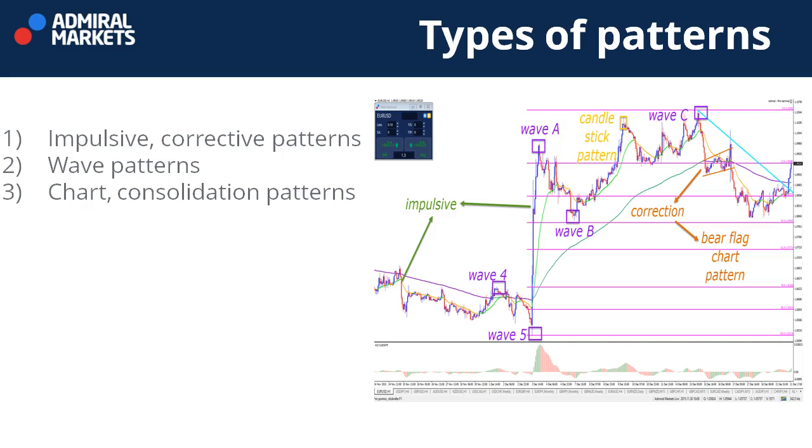A wave 4 is basically a sideways move, and a wave B could be a sideways move, for instance, where we have flags, as you can see here in orange. It's a correction, and it's a type of bear flag chart pattern. That's a typical consolidation pattern that you see when price is correcting.